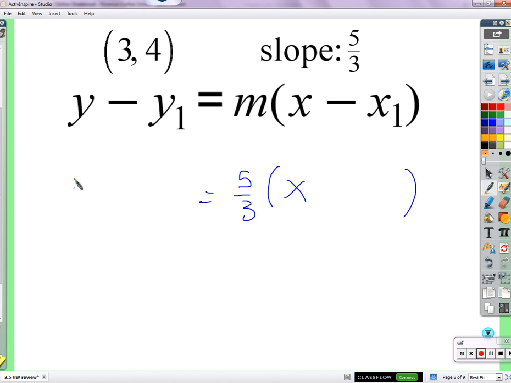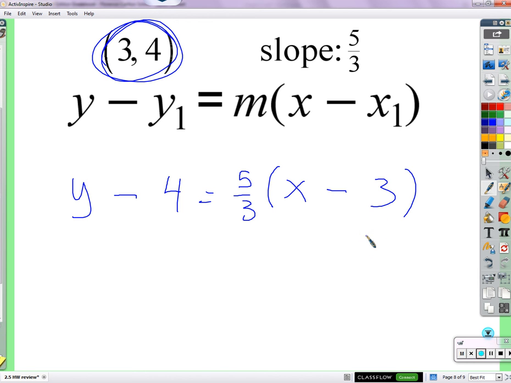Well, this x and this y, those are the x and the y that are the variables, the input and the output of this function. On this side, I'll have y minus, what do you think? Y minus what? 4, because we have a point. And like I said, this x1 and y1, just like you're used to from the slope formula, they are an x and a y from the point. Notice there's a positive 3 comma positive 4, we get y minus 4 equals 5/3 times the parentheses x minus what? 3. Starting to get it.